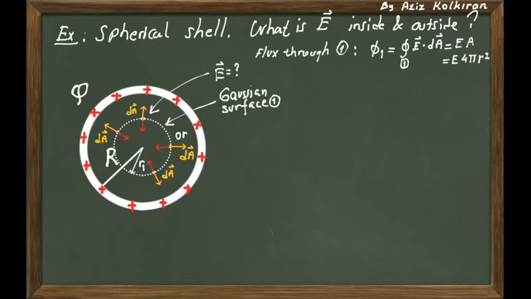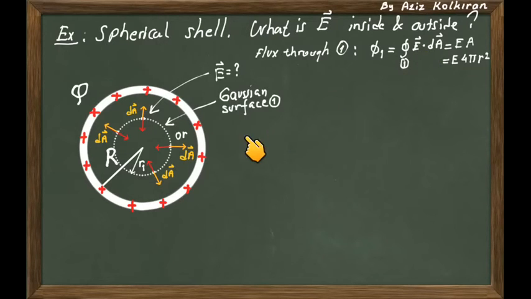Once we have set all the vectors, the electric field directions and the area vectors, we will calculate the flux through this imaginary surface. Let's call this phi1, and this is the integral over the Gaussian surface 1 of E dot dA. Let's choose the electric field direction as outward, and we will see that the result will not change.